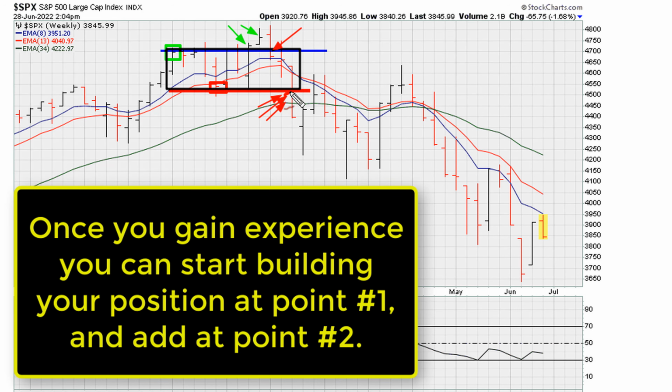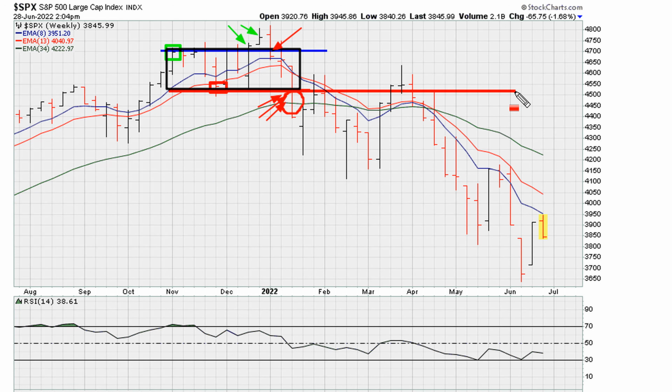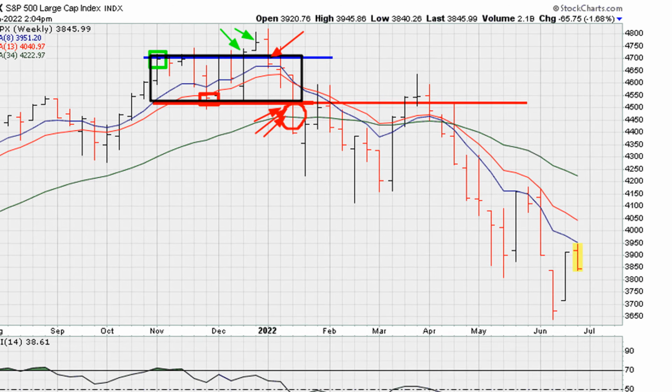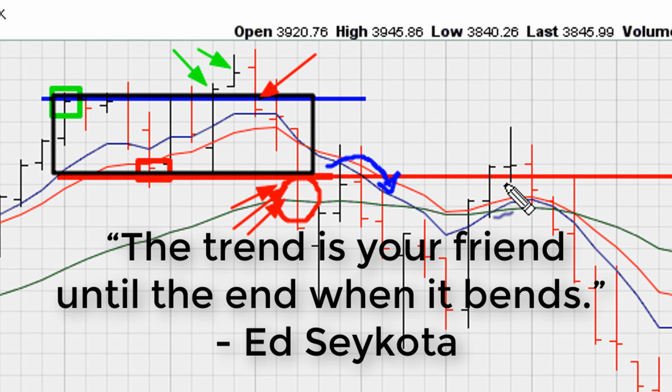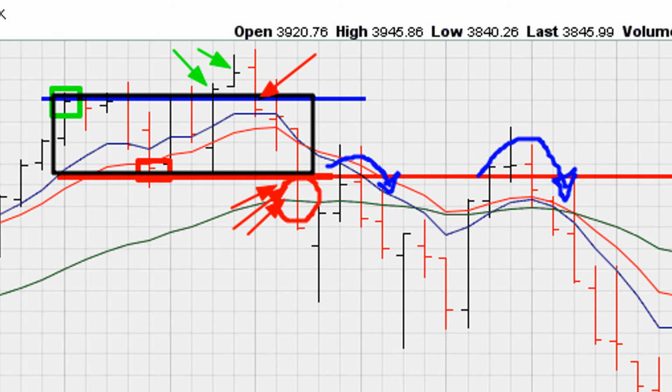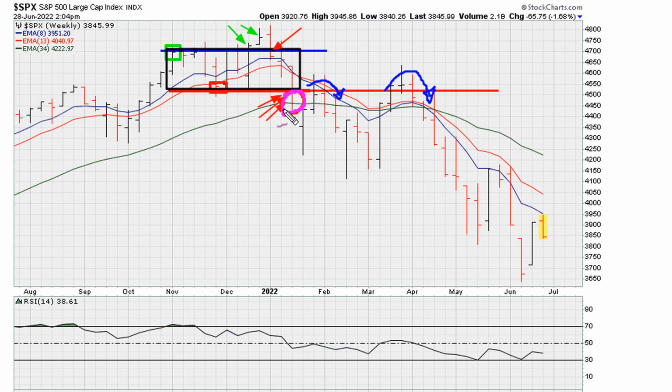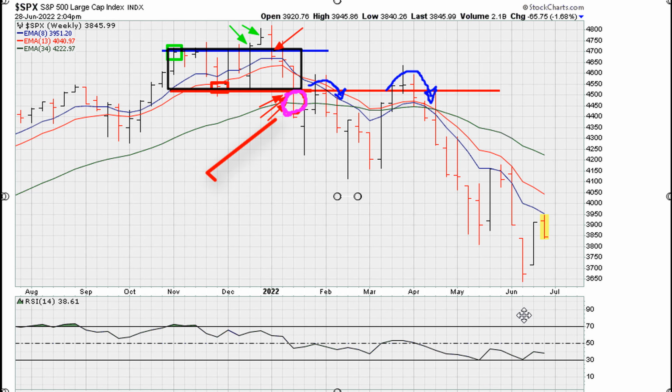By the way, if you sold here using this method, you would have seen that the market actually tried to recapture that same level but was rejected here and again rejected here. More than likely because the trend reversal had already been confirmed here, and that was the ideal exit point.